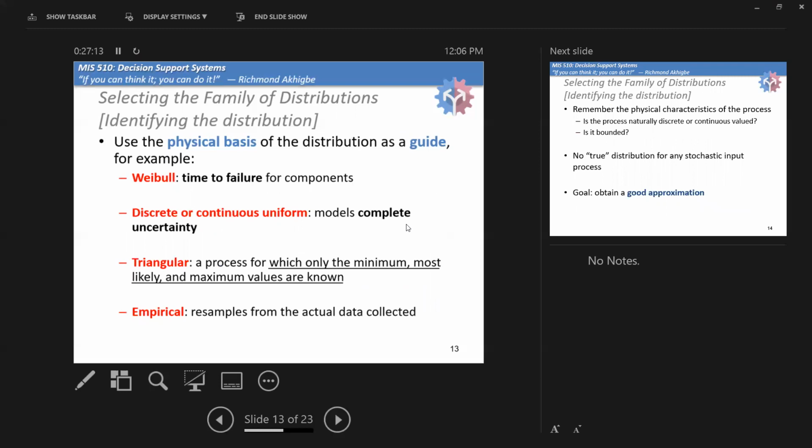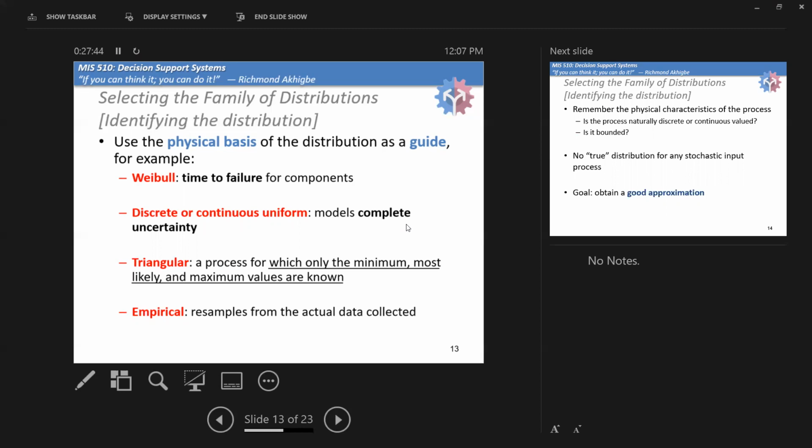There are more. We just need to know that if you're thinking of a failure in a process, time to failure, like a bulb failing, there is a specific distribution for it, and we call it the Weibull distribution. Okay, and then when you know nothing about it, when you have no idea how a distribution looks, then you use what is called uniform distribution.